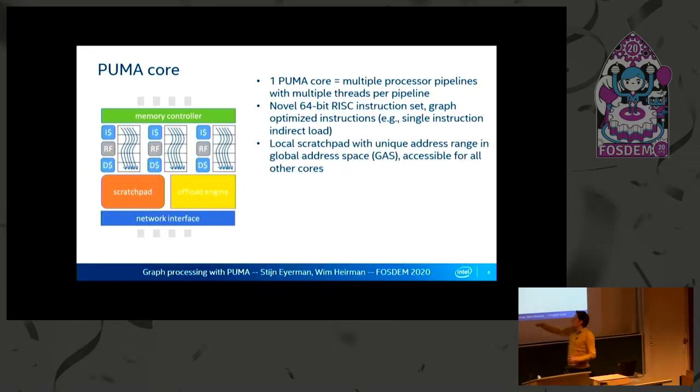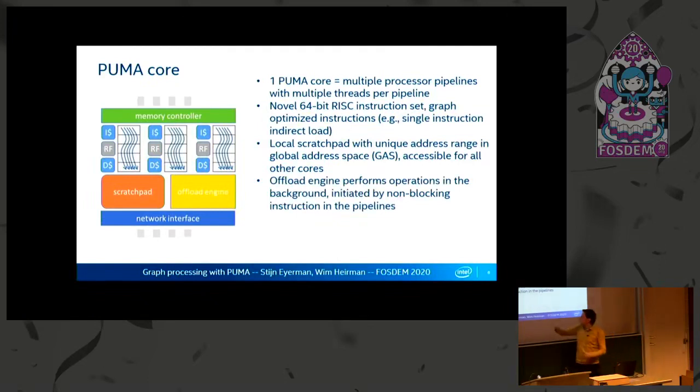Because we have limited caching, we don't want to go to main memory all of the time for data that's been consumed and produced locally. So we have a manually accessible scratchpad, so the programmer can decide whether to cache its data, to use a scratchpad, or to go to main memory. It's part of the global address space, so other cores can also access the scratchpad of this core.